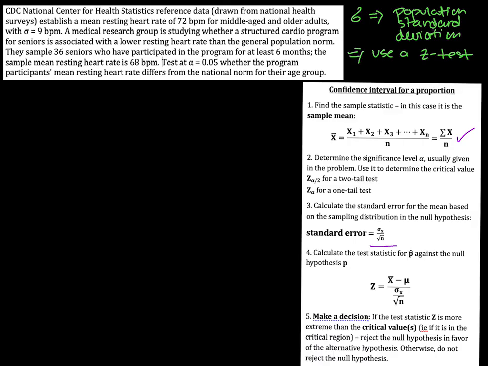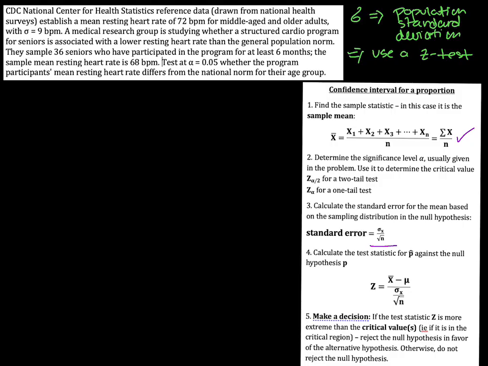A medical research group is studying whether a structured cardio program for seniors is associated with a lower resting heart rate than the general population norm. They sample 36 seniors who have participated in the program for at least 6 months. The sample mean resting heart rate is 68 beats per minute. Test at alpha equals 0.05 whether the program participants' mean resting heart rate differs from the national norm for their group.